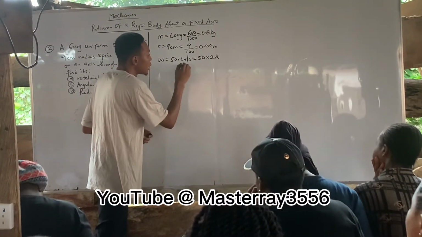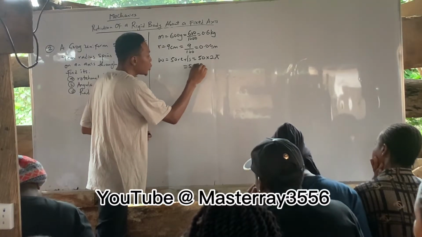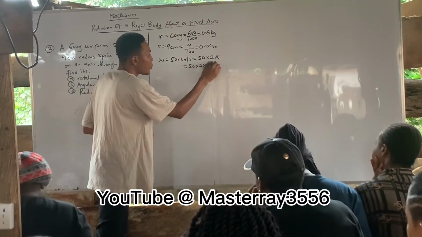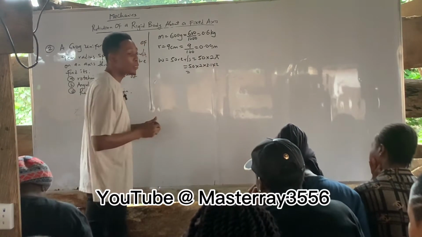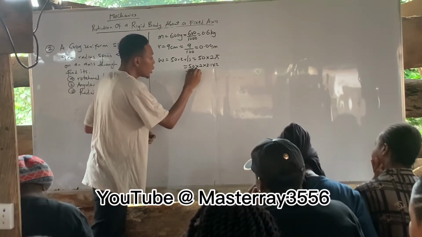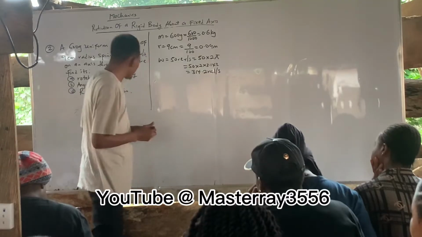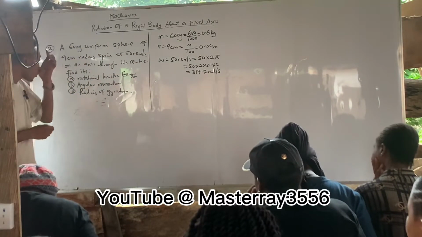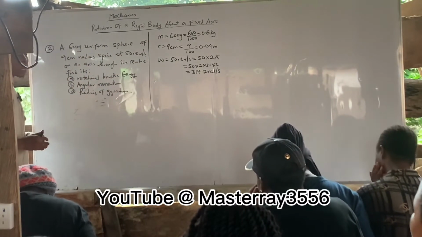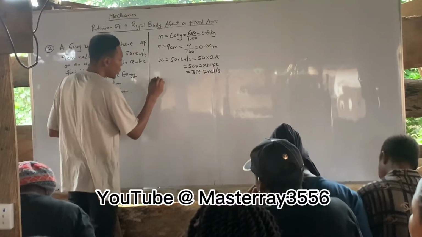So this time around, it's 50 times 2π, is it not? That is 50 times 2 times 3.142. So what do we have? 314.2 rad per second. All right.